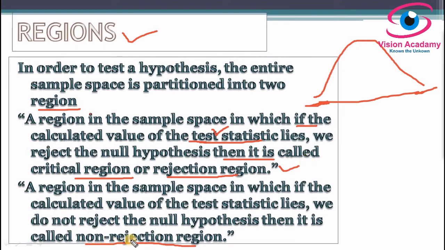The non-rejection region is the opposite of the rejection region. If the calculated value or test value lies there, we do not reject the null hypothesis. It is called the non-rejection region. So consider this distribution. Our test statistic falls in this part and we reject the null hypothesis. So this is a critical region. This red shaded area is the critical region, which is called CV. The unshaded area is the non-rejection region and the shaded area is the rejection region.